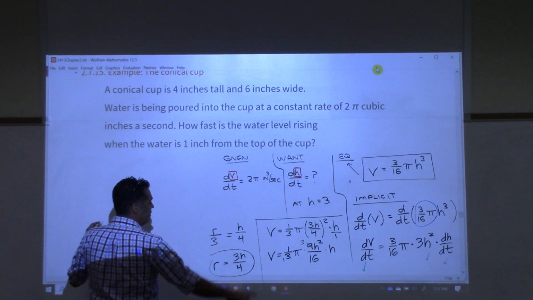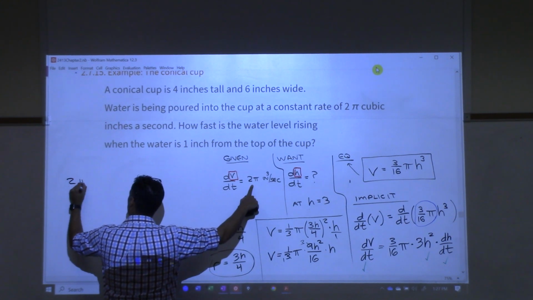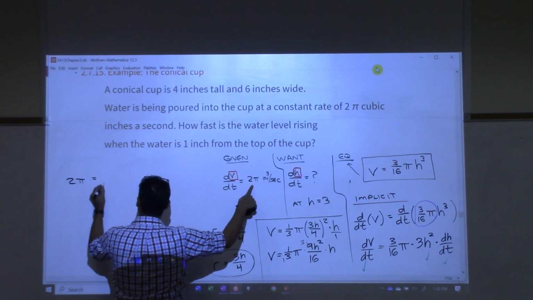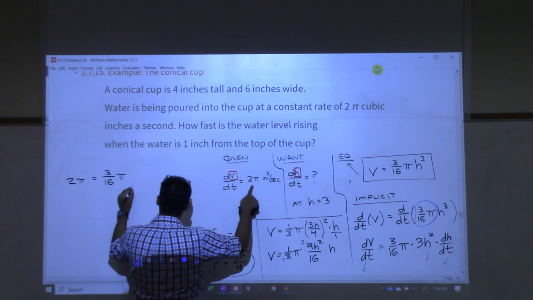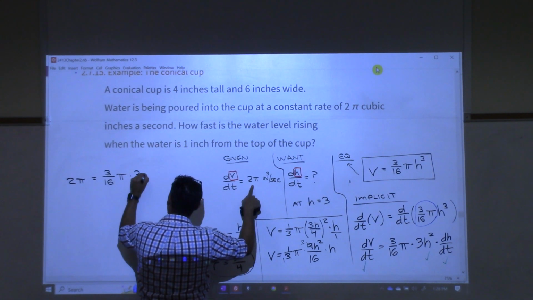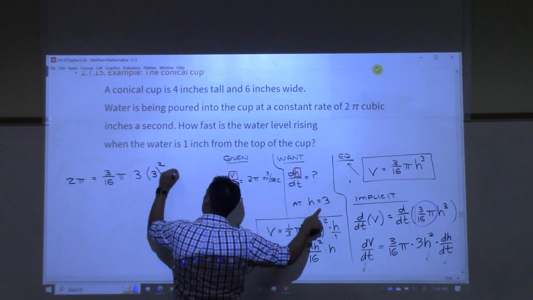All right, plugging in. The left side is dv dt, which is given to me to be 2 pi. That must equal 3/16 pi times 3 again, times h, which was 3 again, squared times dh dt.